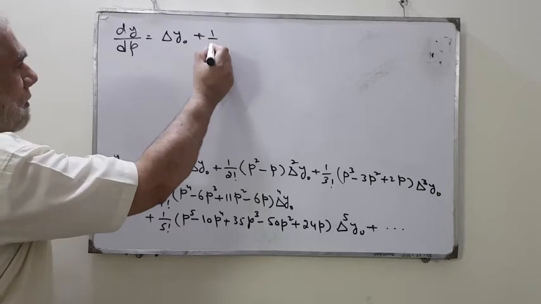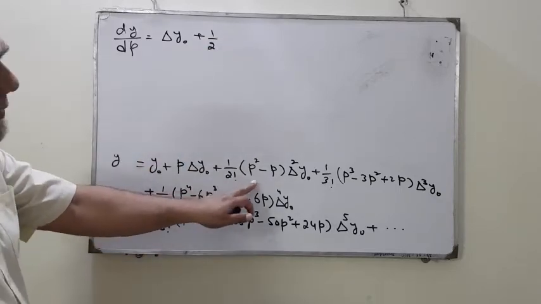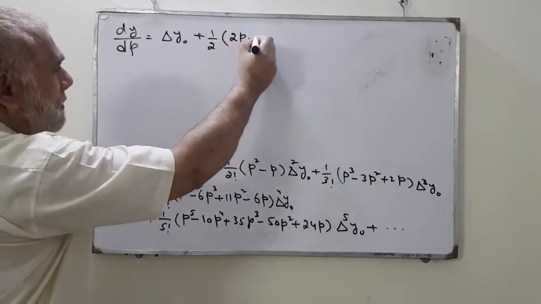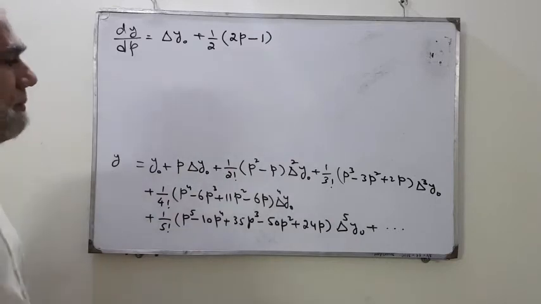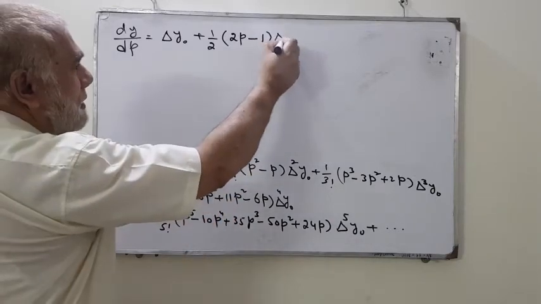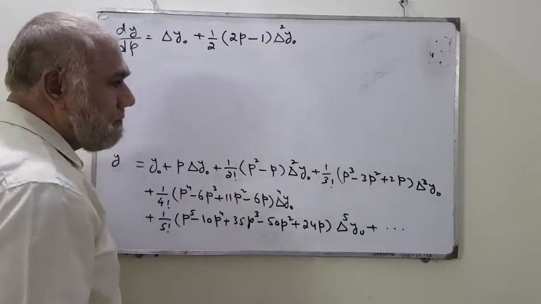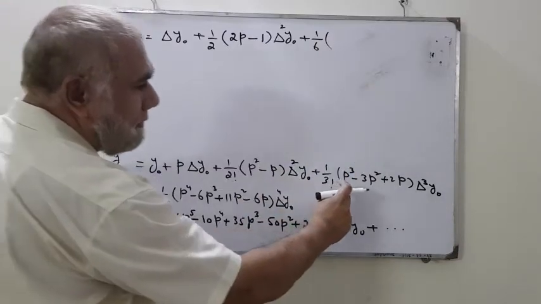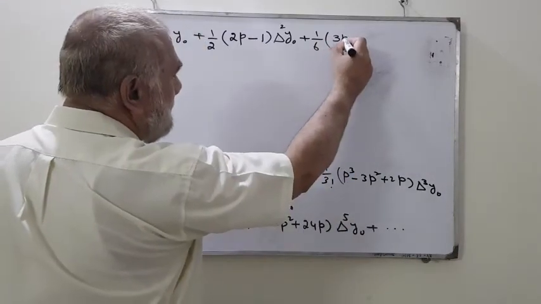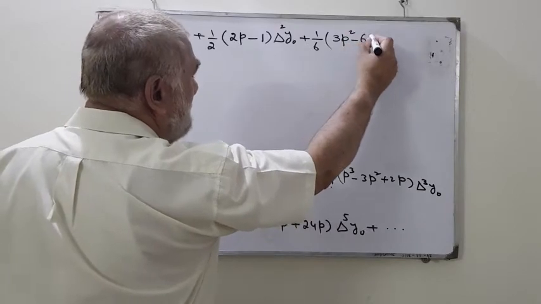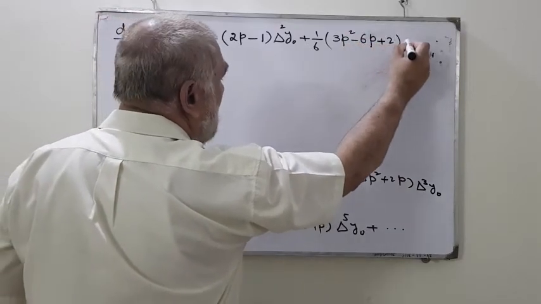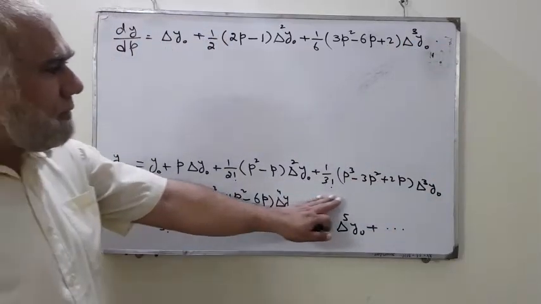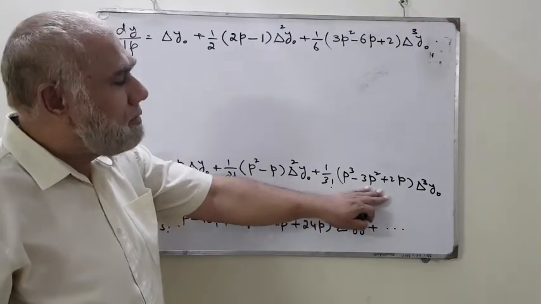Plus 1 by 2 factorial means 1 by 2, and within the bracket, these are the two terms. We can differentiate them with respect to p, so we can write 2 times p minus 1, and the outside delta 2y0 will be there. Plus 1 by 3 factorial gives you 1 by 6. Inside, the derivative of these three terms gives you 3p square minus 6p plus 2 into delta 3y0. So far we have differentiated up to this level with respect to p.